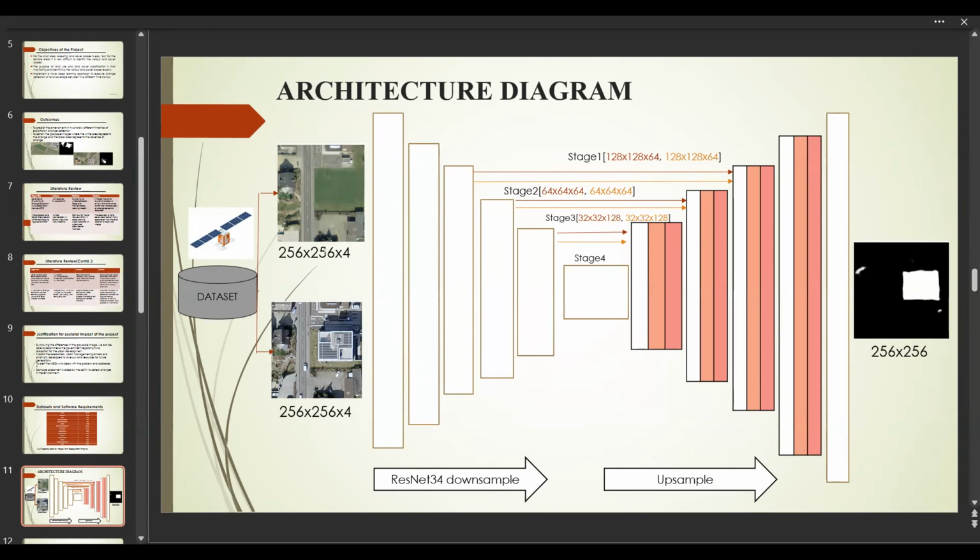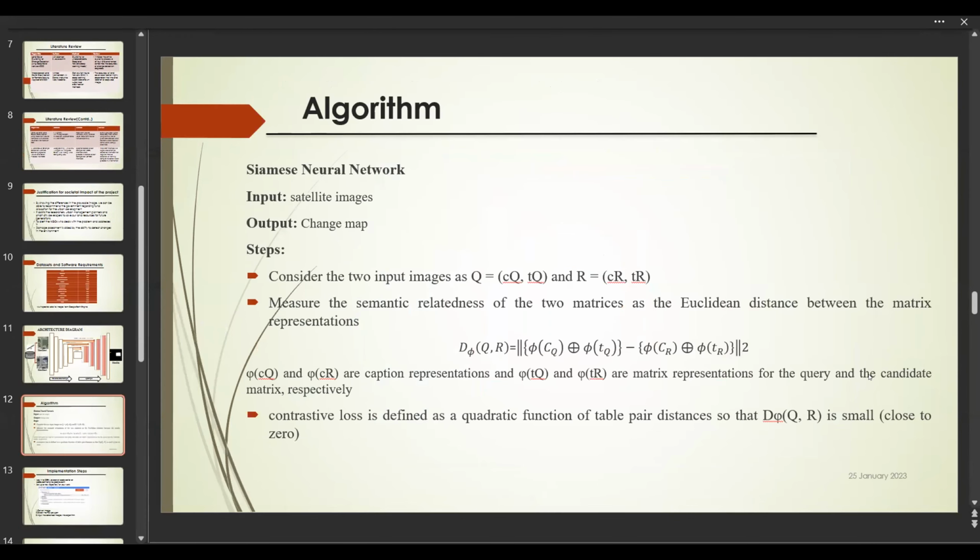This is Landsat, and the two input images are sent into the convolution layers, and we have applied ResNet for downsampling. So these downsampling and upsampling are used to decrease the resolution of images and to increase the resolution so that we can clearly identify the changes. And here this shows the output image, and the white represents the change and the black represents the area which doesn't show any changes. So this is the algorithm we have used.